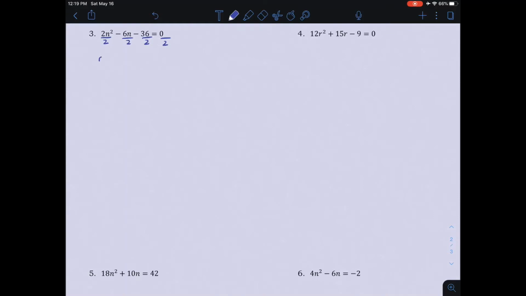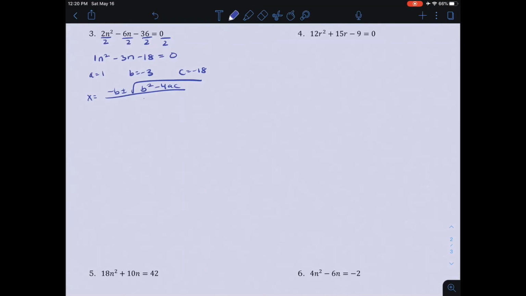From here, if I simplify this, I'll get n squared minus 3n minus 18 equals, and 0 divided by 2 is 0. And what's going to happen is you're going to get an equivalent equation where you'll get the same solutions in the end. The thing is, it'll make the numbers so much smaller, and it'll make it easier for you to get the answer. Now from here, I'll let a equal 1, because there's a 1 here, right? That's not written. B is negative 3, and C is negative 18. And then from there, I'm going to write down the quadratic formula.